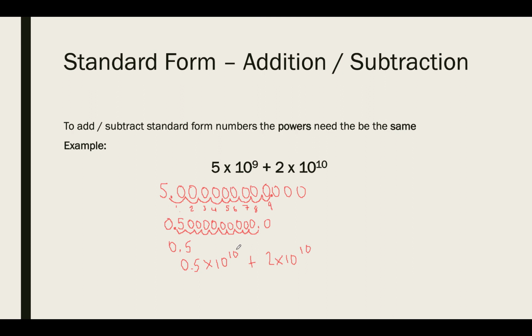Now once the powers are the same, all you need to do is either add or subtract the front numbers. Now because this is add, we have to add the numbers together. So 2 plus 0.5 is 2.5. And then we just leave the times 10 to the power of 10 as it is, and that is our final answer.